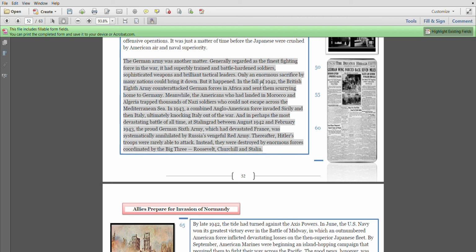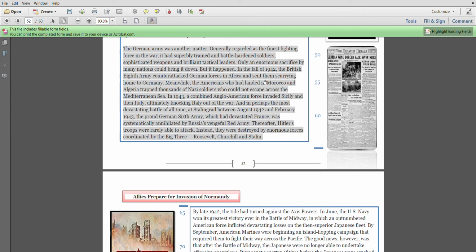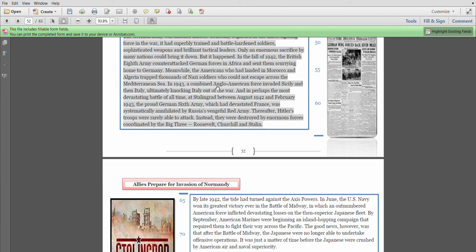In the fall of 1942, the British Eighth Army counterattacked German forces in Africa and sent them scurrying home to Germany. Meanwhile, the Americans who had landed in Morocco and Algeria trapped thousands of Nazi soldiers who could not escape across the Mediterranean Sea. In 1943, a combined Anglo-American force invaded Sicily and then Italy, ultimately knocking Italy out of the war.